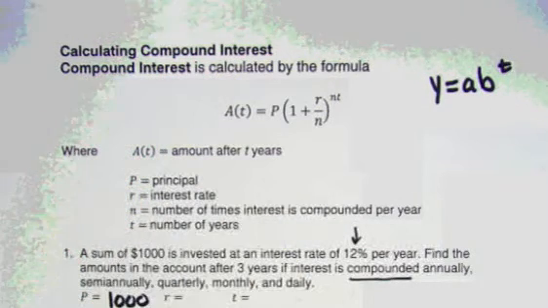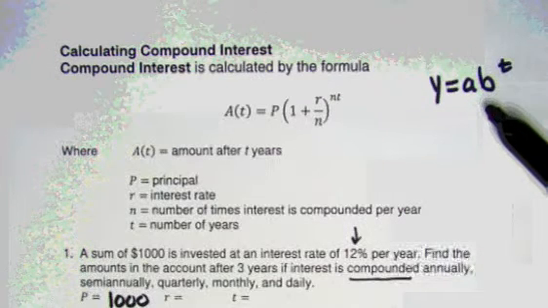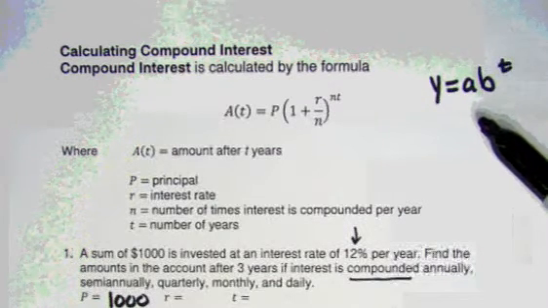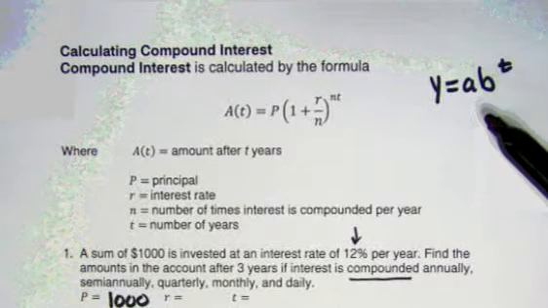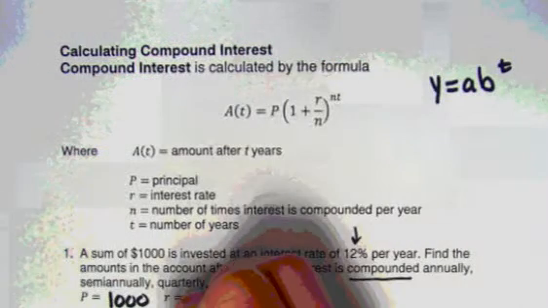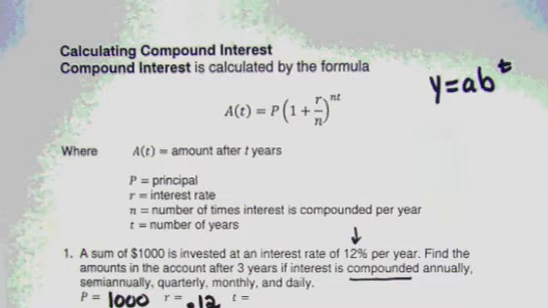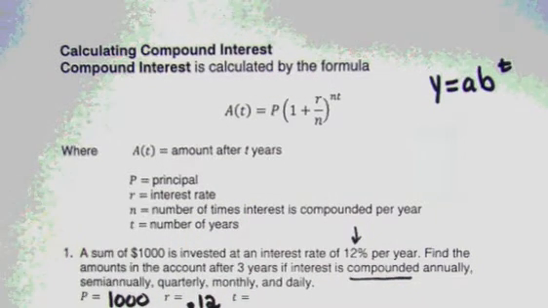Now, unlike ab to the t, where the letter b was a growth factor, so we had to use our rate to find the growth factor, with the two formulas we're going to do today, you don't. R is actually 12%, or 0.12. So you can simply convert your rate to decimal form and we can use it as it is.